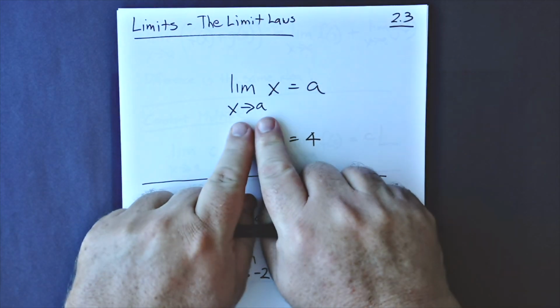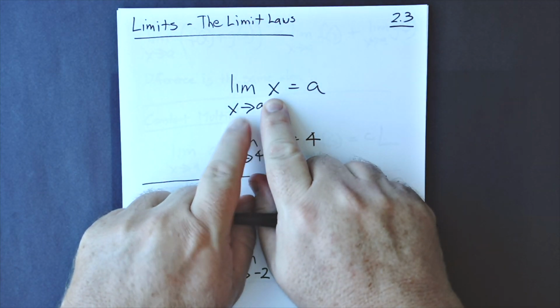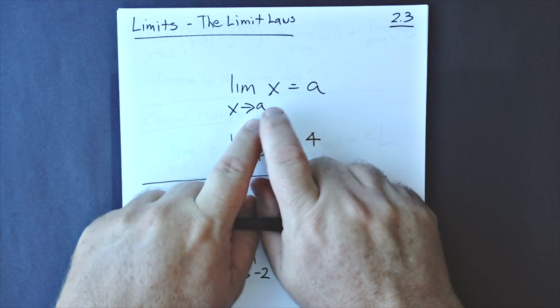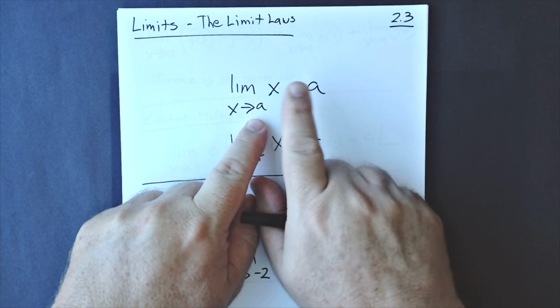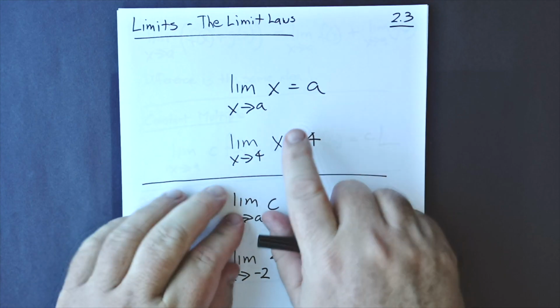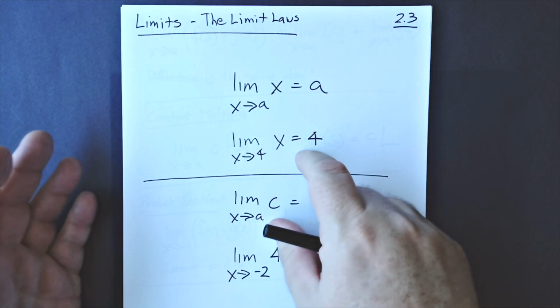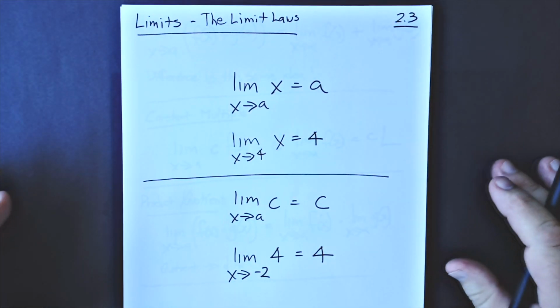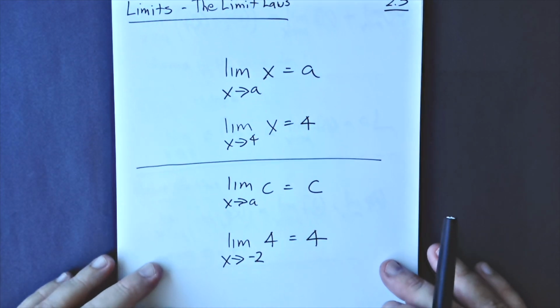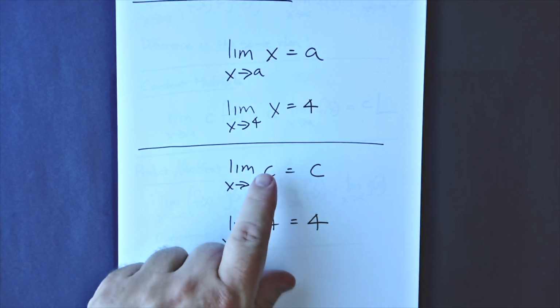The first rule is this one: if I just have an x here, and I say the limit as x approaches some number a of just an x, it's going to be a. An example would be, what's the limit as x goes to 4 of x? It's just 4, right? There's nothing magic. It's just kind of, yeah, we get it.